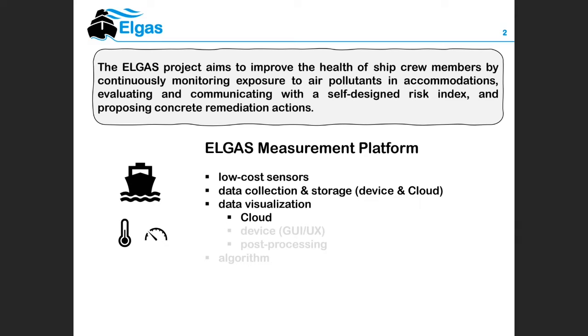The main goal of this project was to improve the health of the ship crew members by continuous monitoring of the exposure to air pollutants in accommodations of ships, and also evaluating and communicating with the self-designed risk index and proposing some concrete remediation actions.